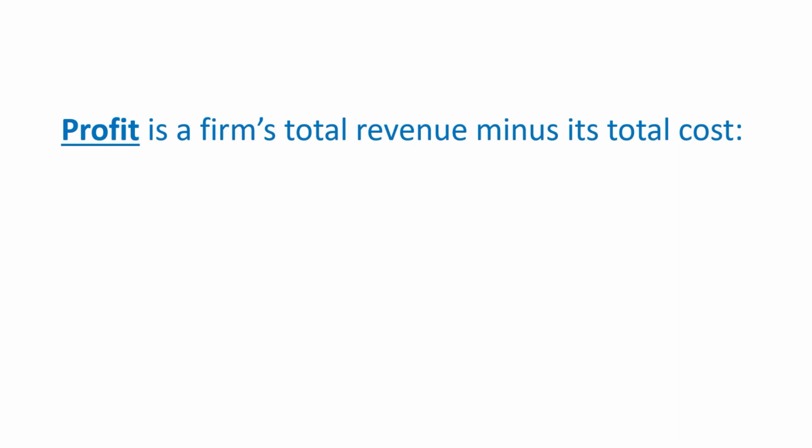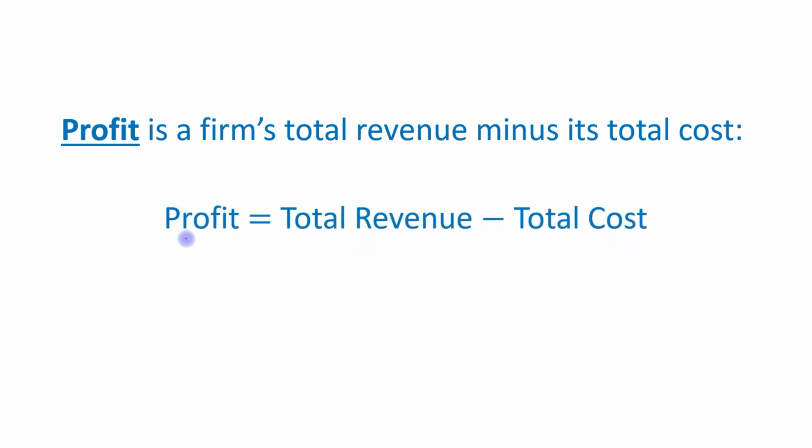Profit is a firm's total revenue minus its total cost. So its formula can be written in this manner, that profit equals total revenue minus total cost.